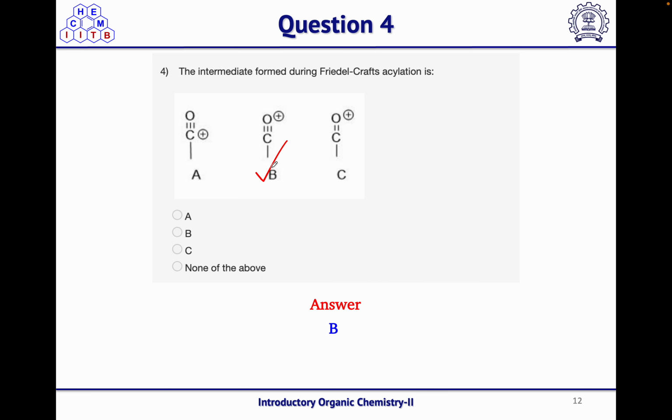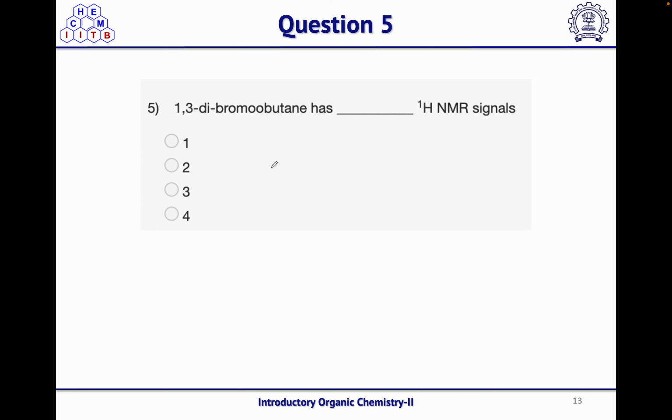Now I will move towards question number 5. 1,3-dibromobutane has dash proton NMR signals. They have asked for the number of proton NMR signals in 1,3-dibromobutane. So before going to solve this question, we need to know the structure of 1,3-dibromobutane. So what is the structure of 1,3-dibromobutane? This is the structure of 1,3-dibromobutane.